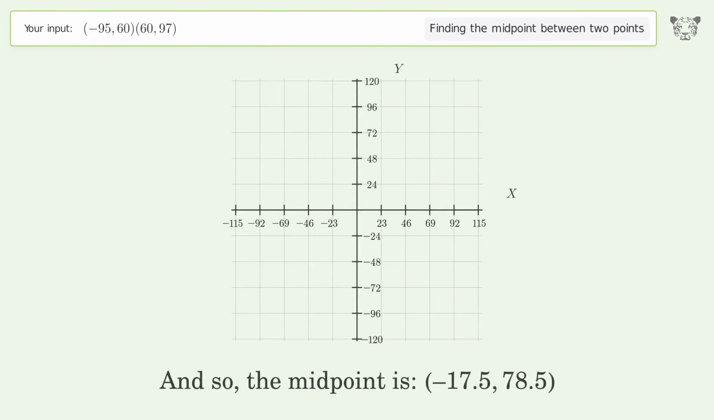And so, the midpoint is negative 17.5, 78.5.